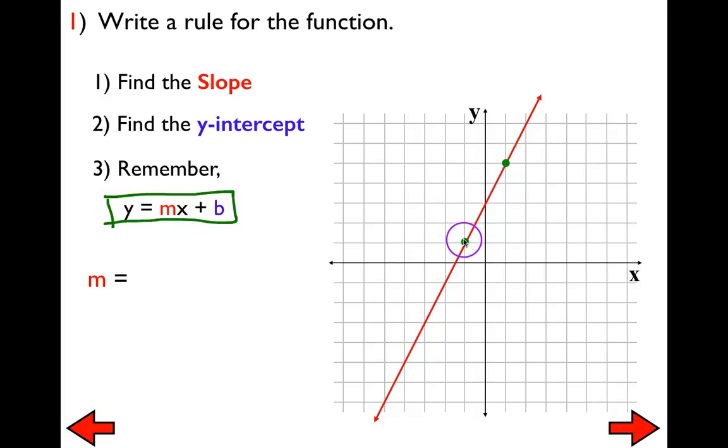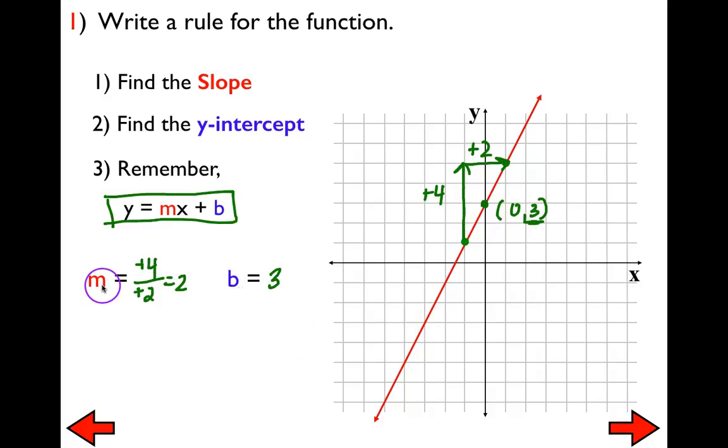So I'm going to find the vertical change, which is 1, 2, 3, 4. Since it's going up, that's positive 4. And then it's going to the right 1, 2, so that is a positive 2. So notice here, this can be reduced. 4 over 2 is going to leave us with 2. Now I need to find the y-intercept. That is right here. The y-intercept is at (0, 3), so b would be 3.